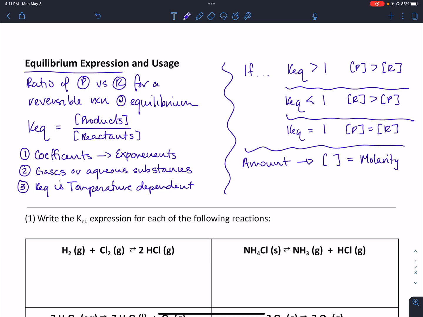They have to be in terms of molarity, which means moles per liter. All right, so no grams, just moles. We need moles per liter. Okay? All right, so with that in mind, let's write a couple KEQ expressions.